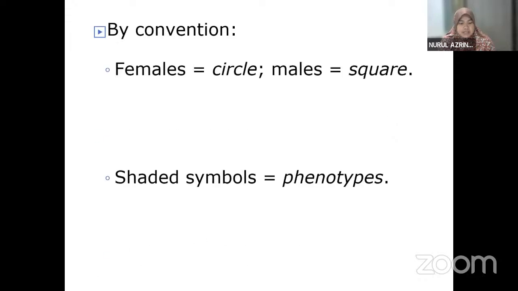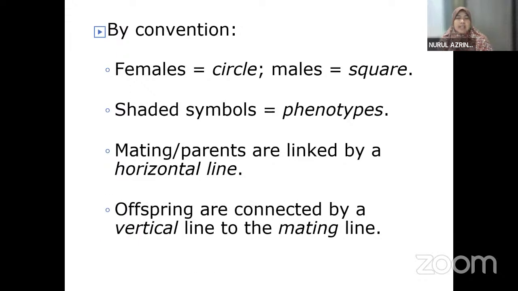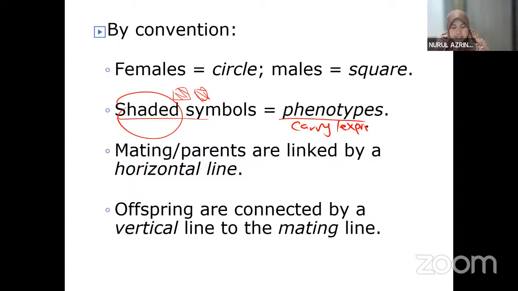Okay, now let's see next one. So this is the explanation. Female circle, male square, shaded symbol is the phenotype. Yang mana yang shaded tu, petak yang ada warna tu ke, bulat yang ada warna tu ke, meaning they are showing the phenotype. They carry or express the traits. And the mating line of the parents are linked by the horizontal line, and the offspring is connected by the vertical line.